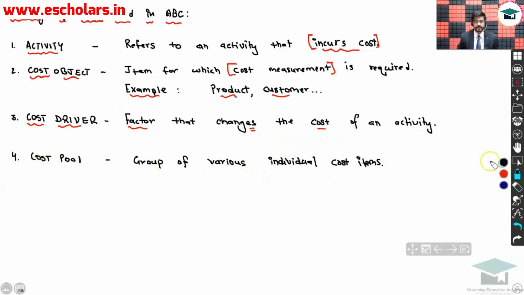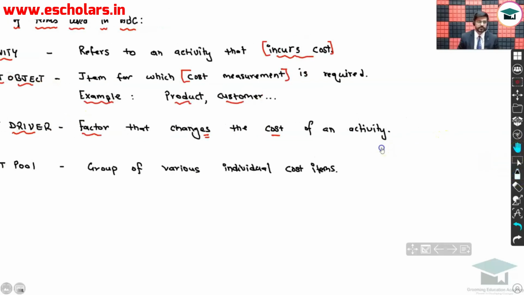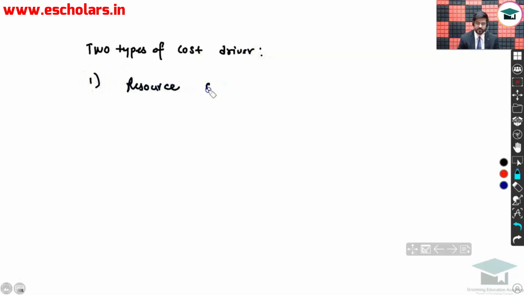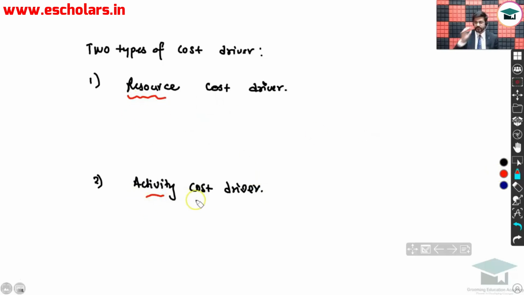Now understand that there are generally two types of cost drivers. Please write this down in your notebooks. The first type of cost driver is known as resource cost driver, and the second type is known as activity cost driver. Now what is the difference and what is the meaning of this resource and this activity cost driver? It's very simple.